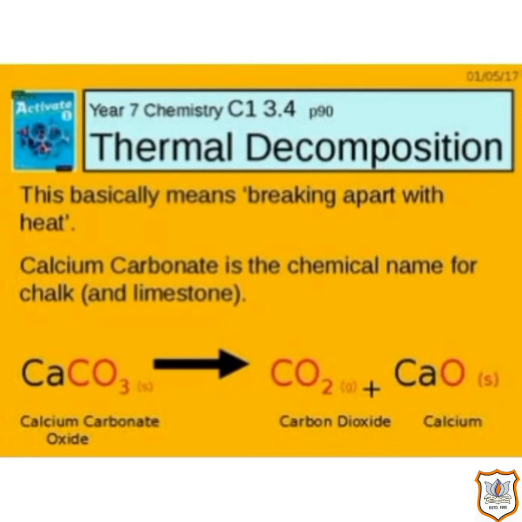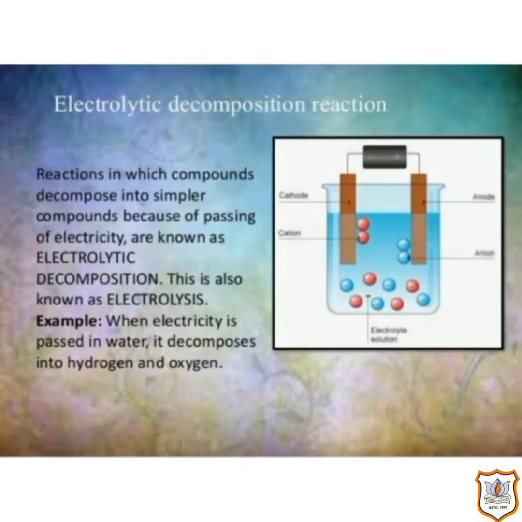Let's see the next type of decomposition reaction, which is electrolytic decomposition. It means decomposition by passing electricity, and we can say it is when a decomposition reaction is carried out with the help of electric current, and this process is called electrolysis. Let's see this example. When electric current is passed through acidified water, it decomposes into hydrogen and oxygen gases.